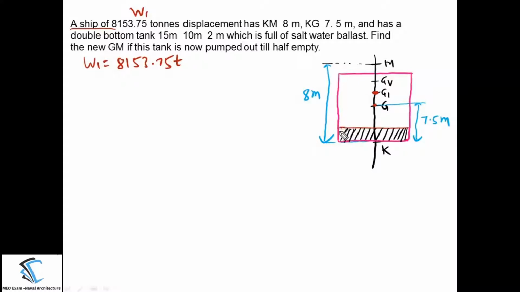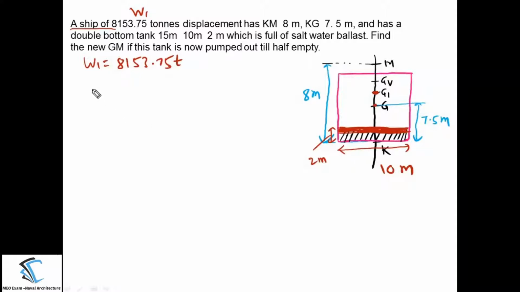It means that first of all, find out what is the weight of the half water which is in the double bottom. So the depth of the double bottom is 2 meter, the beam of the double bottom is 10 meter and the length of the double bottom is 15 meter. We are removing half of the water, means we are removing the water up to 1 meter from the top. So this much amount of the water we are pumping out. So we have to find out the weight of that water. So how to start for that?